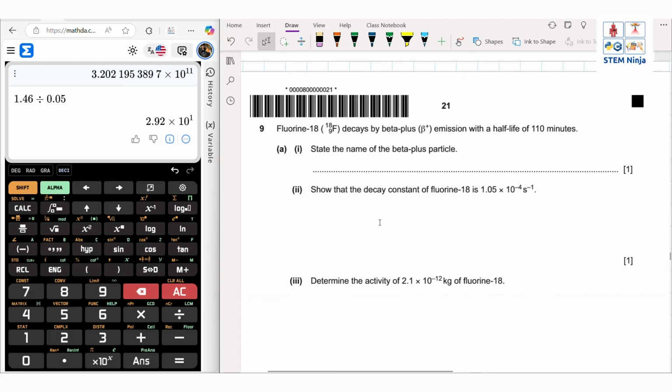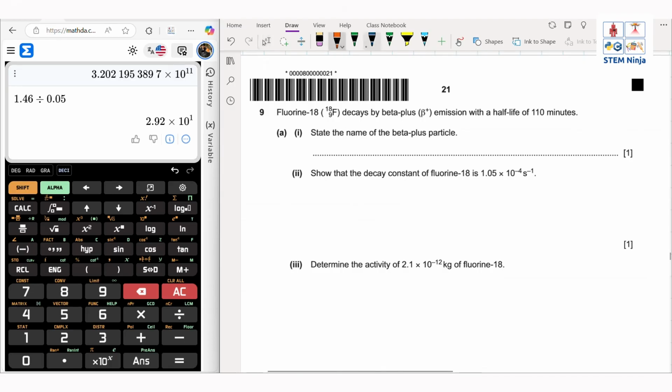Fluorine-18 decays by beta plus emission with a half-life of 110 minutes. State the name of this beta plus particle. It's easy, it's positron. Show that the decay constant of fluorine-18 is this. Okay, so decay constant we find by doing ln2 over the half-life.